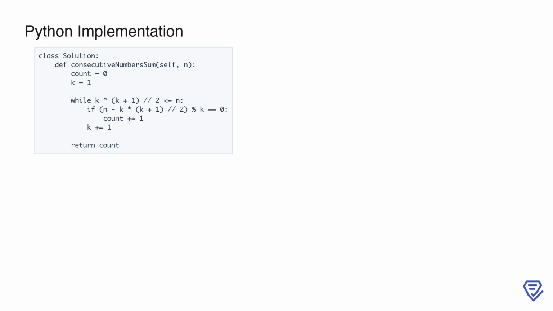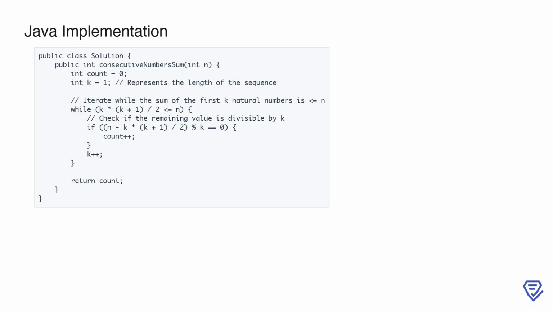This is the Java implementation of LeetCode problem number 829, Consecutive Numbers Sum. The logic mirrors the Python implementation, using a loop to check all possible lengths of consecutive sequences, k, that sum to n.